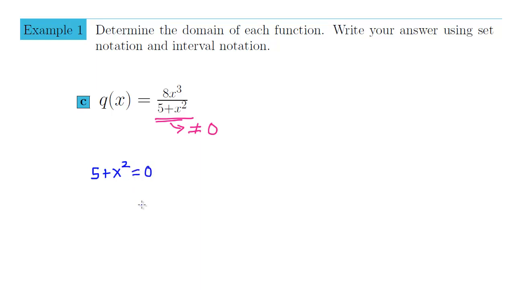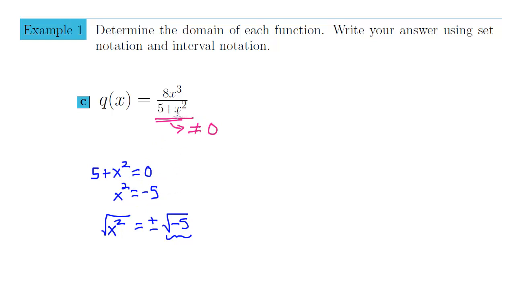Where does this happen? Well, this happens when x squared equals negative 5, right? When you bring the 5 over to the right side. To solve this, we'd use the square root property, right? We take the square root of the left side equals plus or minus the square root of the right side, and there's a problem here, right? This is not a real number. So what does that tell me? Well, that tells me that there is no restriction on x. There is no real value that would make the denominator equal to 0.